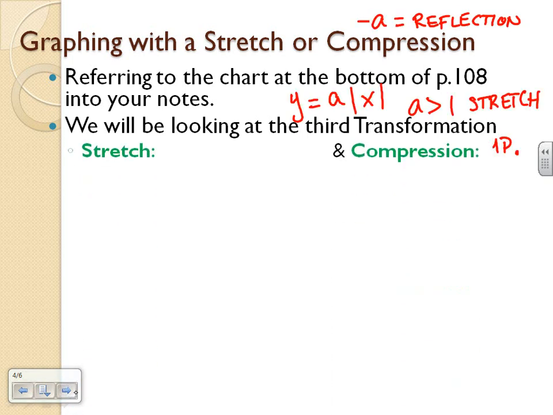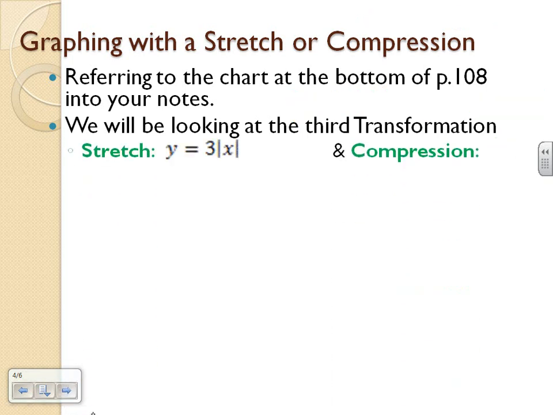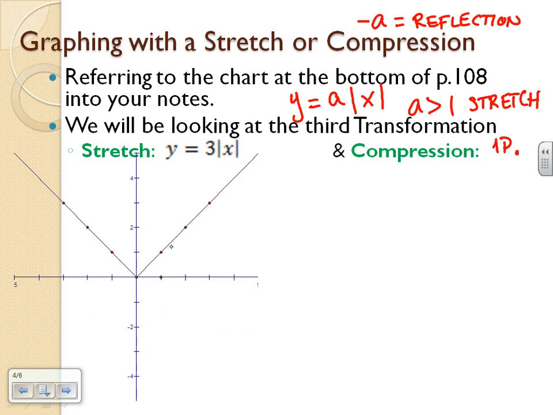So let's start by looking at a stretch. Y equals 3 absolute value of x. Once again, we're going to start with the parent function. Since there's nothing added or subtracted inside and nothing added or subtracted outside, this function is not going to shift up or down or left or right. Our vertex is going to stay at 0, 0, and our axis of symmetry is going to run through there at x equals 0.